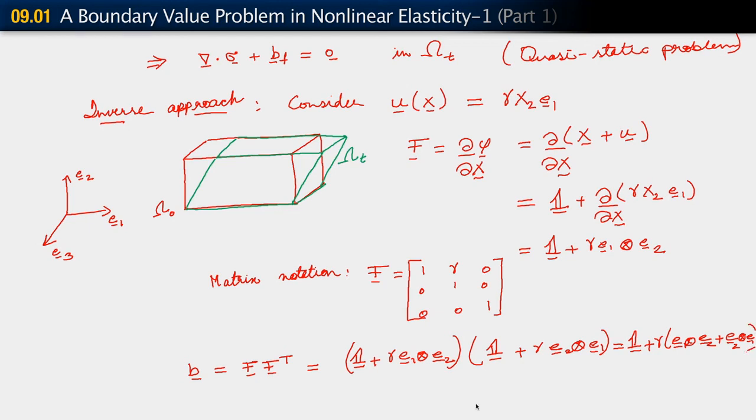And there's one more term that we need to have here, which is the quadratic term. It takes on the form gamma square E1 tensor E1. And now, to keep things clear, let's also put down matrix notation for B.